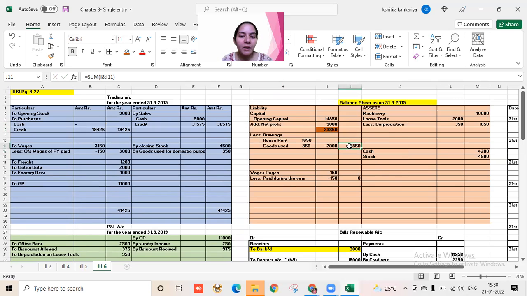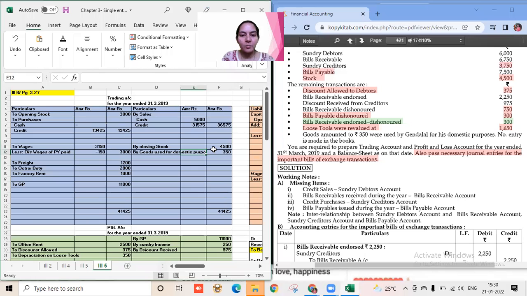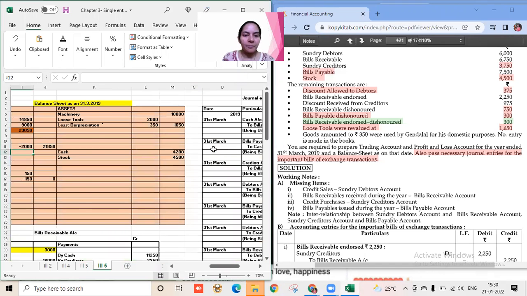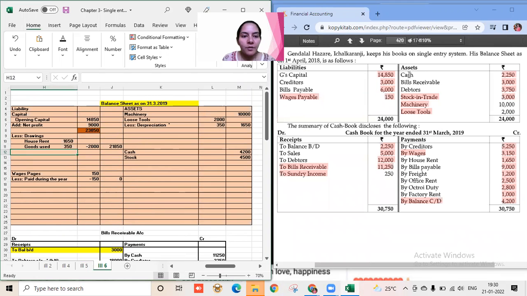So I'm getting the capital 21,850. Okay. So now before closing this balance sheet, what we need to check? All the closing positions we need to check. Okay. So let's come to the opening balance sheet. Check, have we written everything? Okay. So cash we have written. So cash is done.